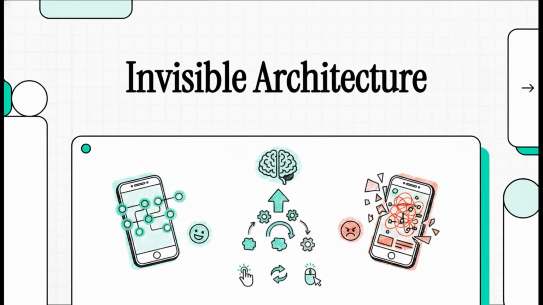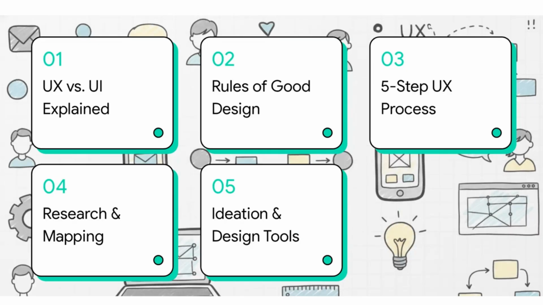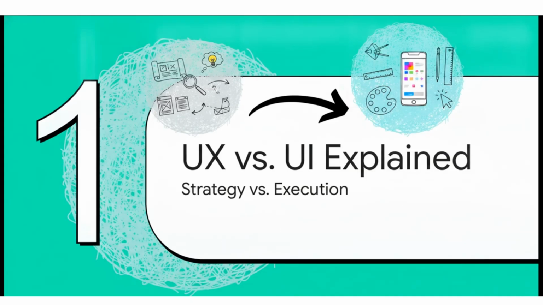Today, we're going to completely demystify exactly how modern applications are built. We're going to break down the highly structured, psychological, and visual processes that dictate every single tap, swipe, and click. Here's our blueprint for today. We'll cover UX versus UI, the core rules of good design, the 5-step UX process, research and mapping, and finally, the ideation tools used to actually build the product. Let's dive in. Section 1.